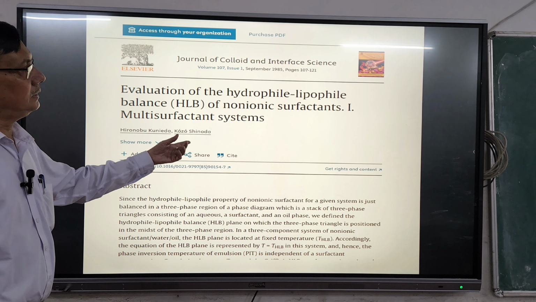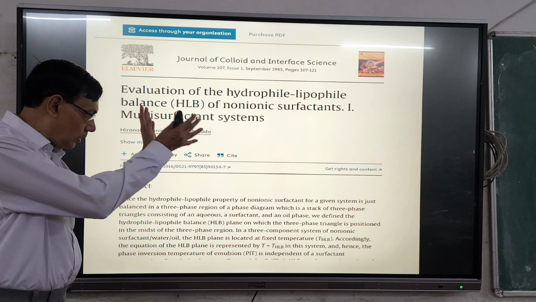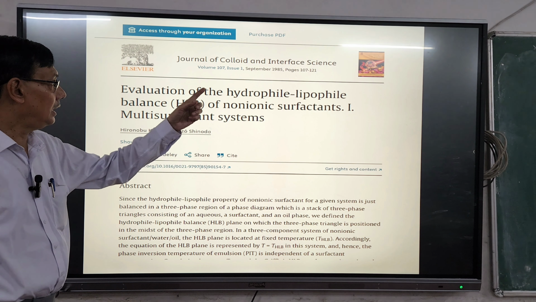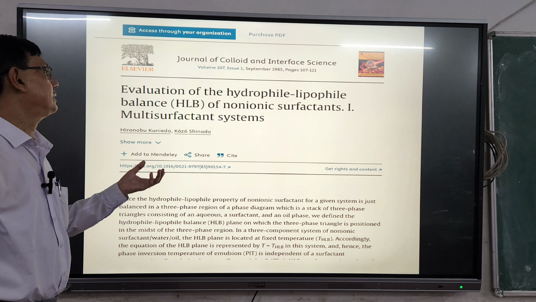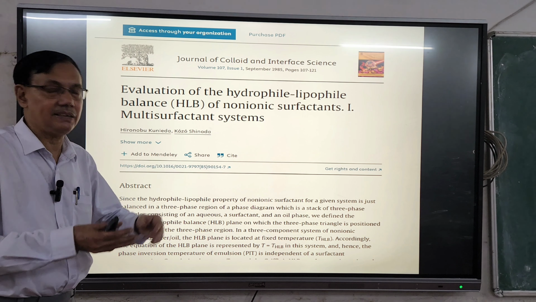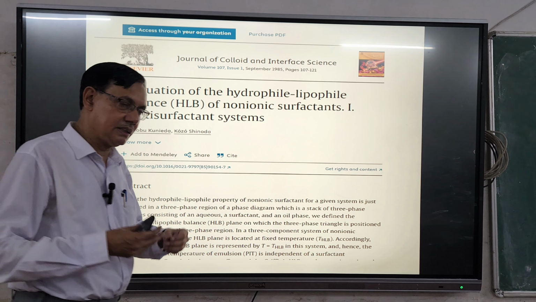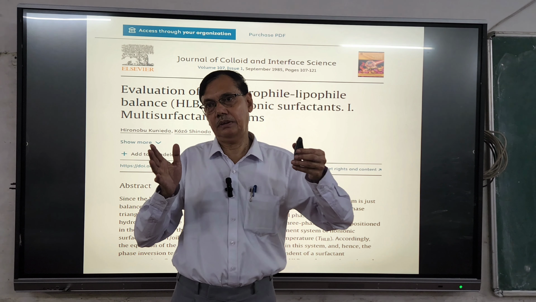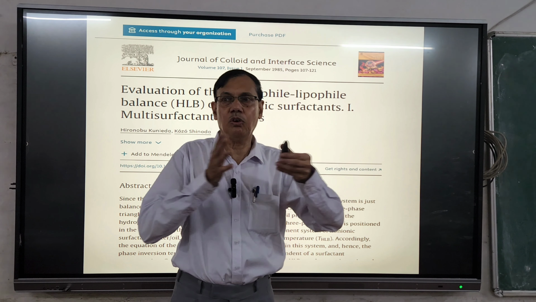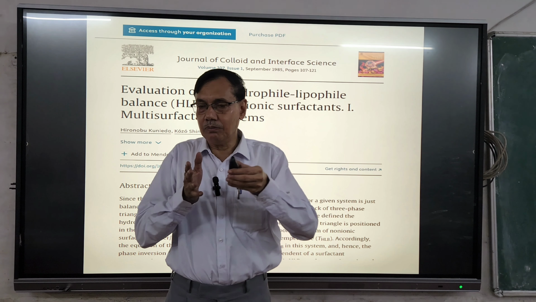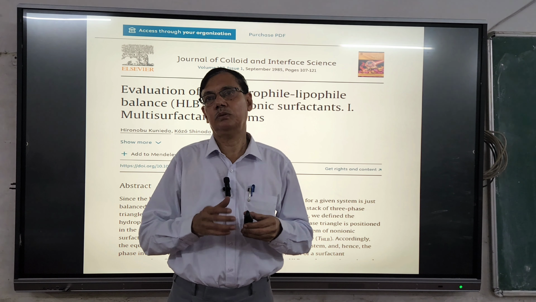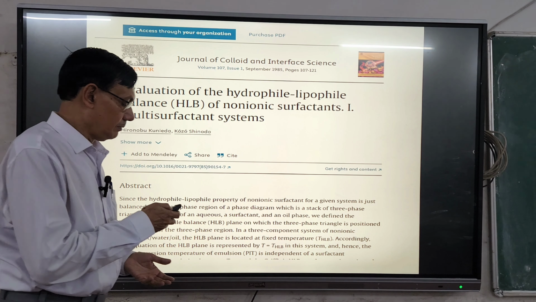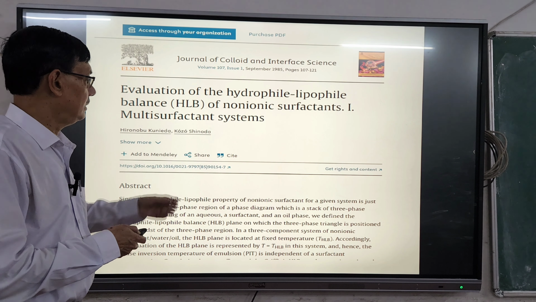I have also referred to this research paper for preparing this short lecture, that is, evaluation of hydrophile lipophile balance of non-ionic surfactants, and I have taken some of the data. If you see the examination paper, sometimes they ask, because the range is very high, the HLB scale is from 1 to 40, and depending upon the scale, suppose the value is 1, what does it mean? If the value is very high, what does it mean? So I have taken some information from that research paper also.